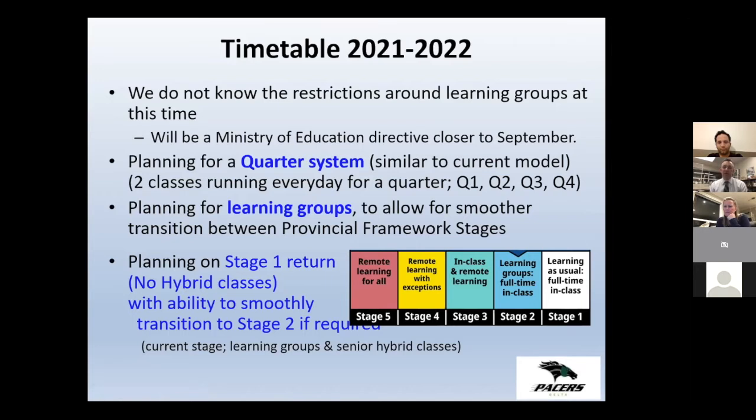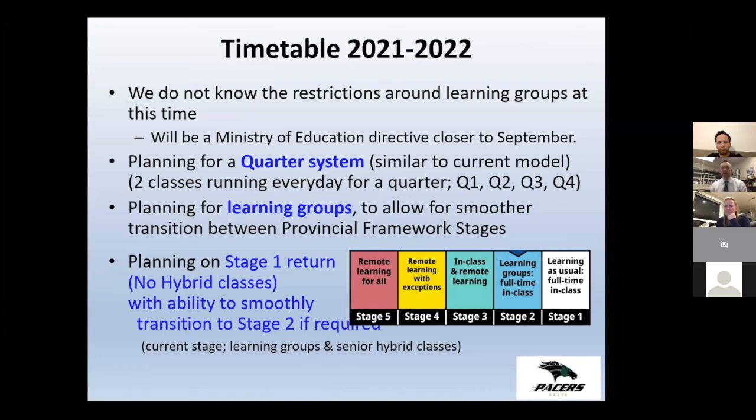Because of that, we're going to continue planning on a year very similar to what we had this year, where we're going to plan for a quarter system that is 2 classes running every day. We're going to plan for learning groups, and if we're allowed to open up, then that will no longer be the case. That would mean no hybrid classes. We wouldn't have to keep students cohorted together, and we'd be allowing a little more freedom throughout the school.